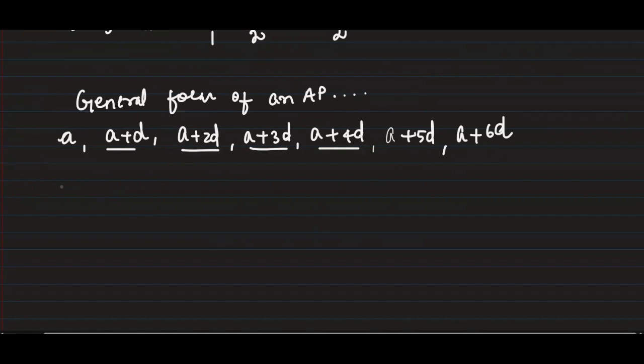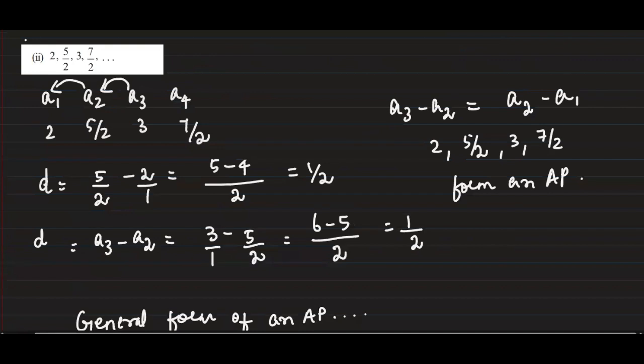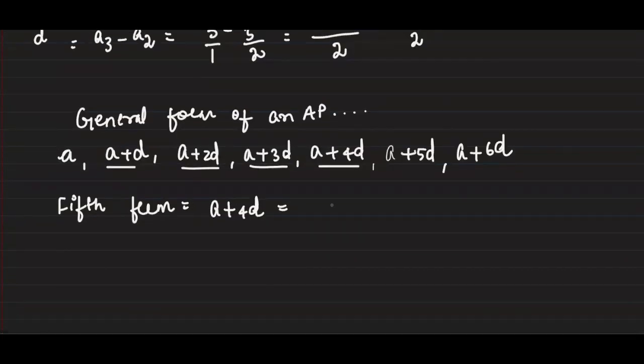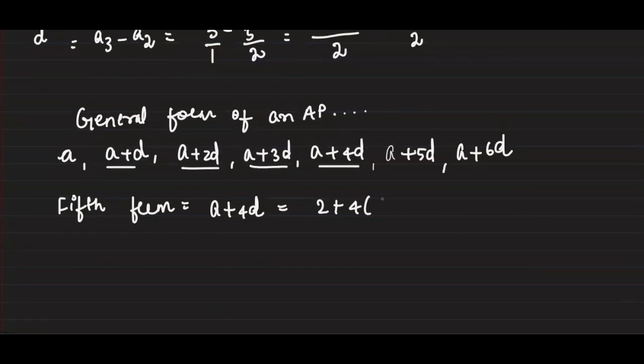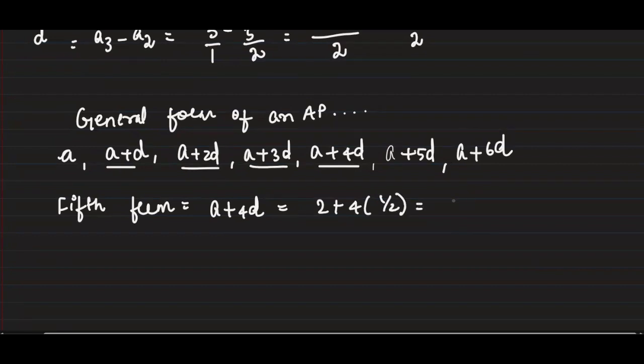Okay. So my fifth term will be equal to 1, 2, 3, 4, 5. So fifth term will be a plus 4d. Now here, what's the value for a? A is the first term. So a is actually 2. So 2 plus 4 into what is the value of d which we got? The value of d is half. So 4 into 1 over 2, which is equal to 2 plus, if you cancel 2 and 4, that will become 2. Then 2 plus 2 will become 4. So this is the fifth term.